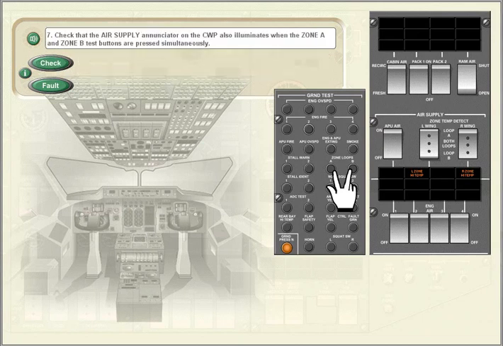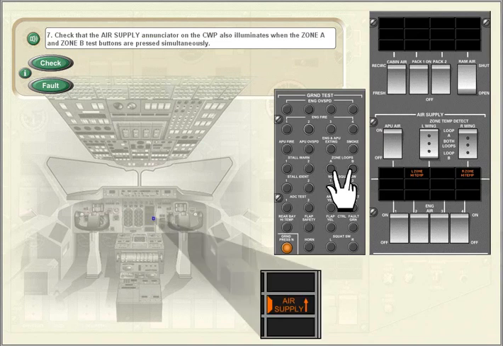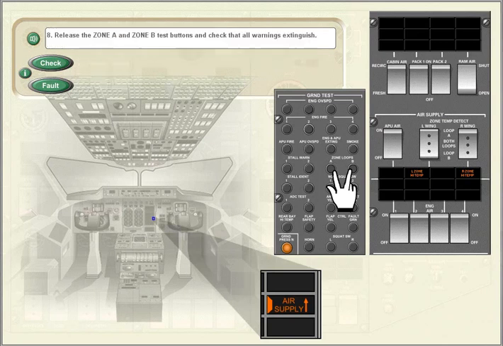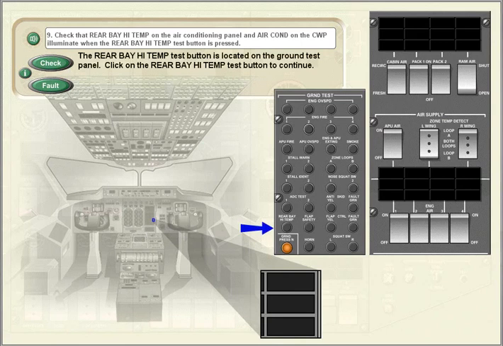Check that the air supply annunciator on the central warning panel also illuminates when the zone A and zone B buttons are pressed simultaneously. Release the zone A and zone B test buttons and check that all warnings extinguish. Check that rear bay high temp on the air conditioning panel and air conditioning on the central warning panel illuminate when the rear bay high temp test button is pressed.